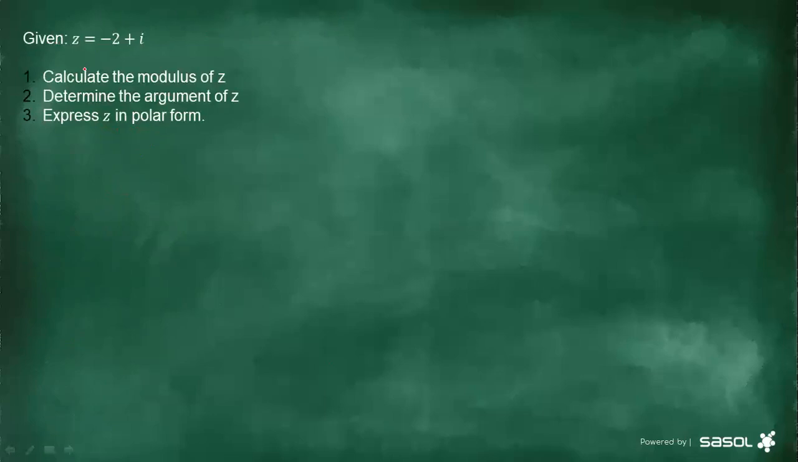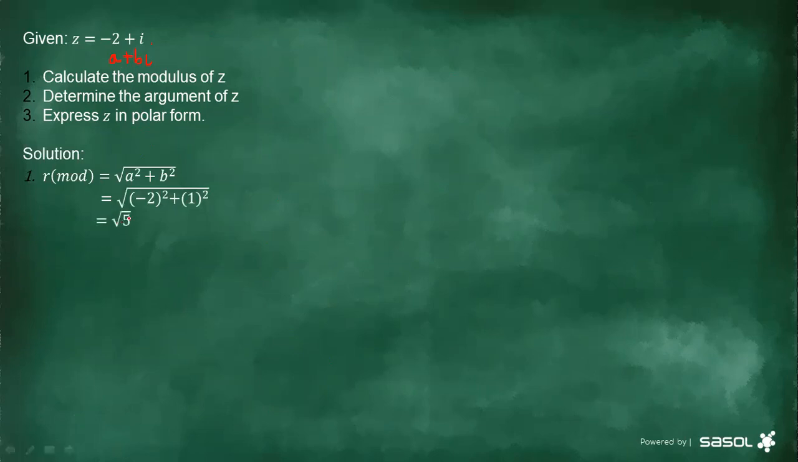Given this, they say calculate the modulus. If they say calculate the modulus, then remember we are looking for that r. Let's remind ourselves how we determine that. Let's calculate the modulus, which is r equals square root of a squared plus b squared. Remember this one is a, this one is a plus bi. You can see that the value of a in this case is negative 2. The value of b is 1. So we just substitute those values, press the calculator, and the answer is going to be square root of 5.